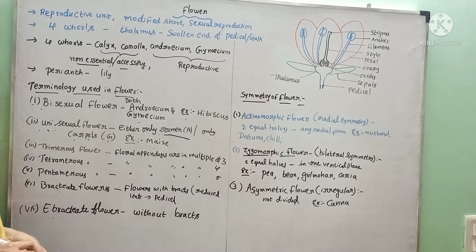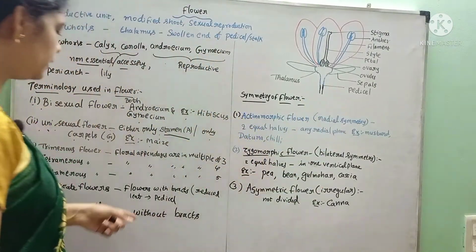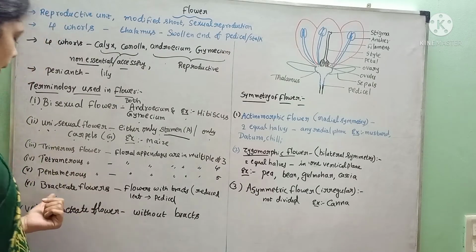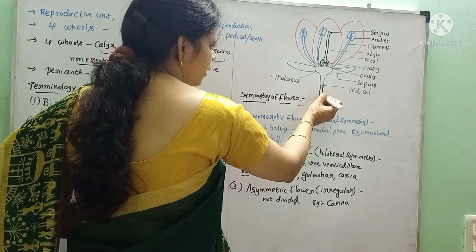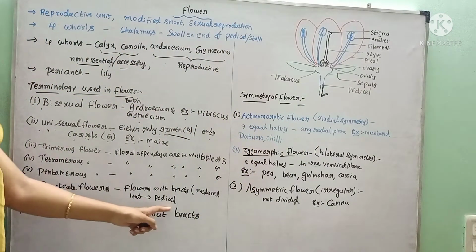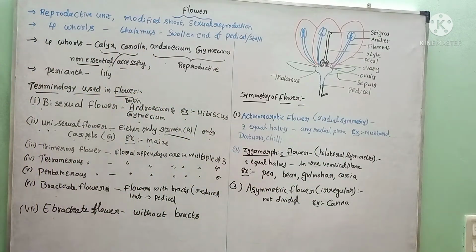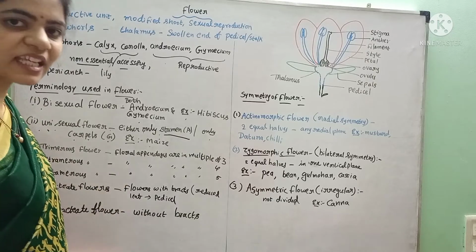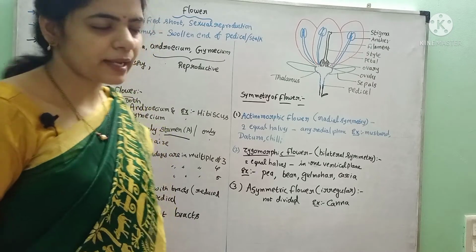Next, bracteate flowers. Bracteate means the pedicel. Here flowers with the bracts are called bracteate flowers. These bracts are nothing but a reduced leaf-like structure, which is present at the end of the pedicel. At the end of the pedicel, there are reduced leaf-like structures present in some flowers. They are called bracts. If the bracts are present, they are called bracteate flowers. If the bract is absent, they are called ebracteate flowers. So, ebracteate means flower without bracts.